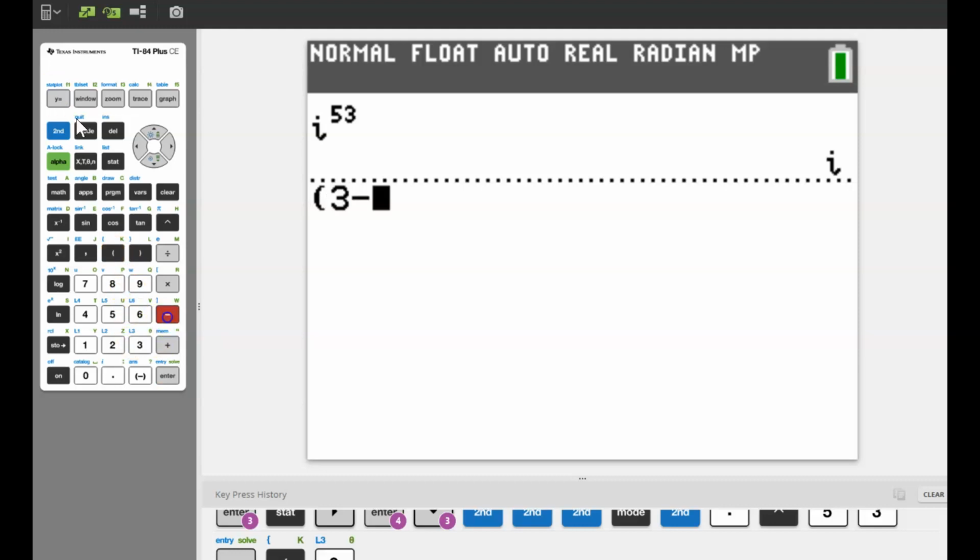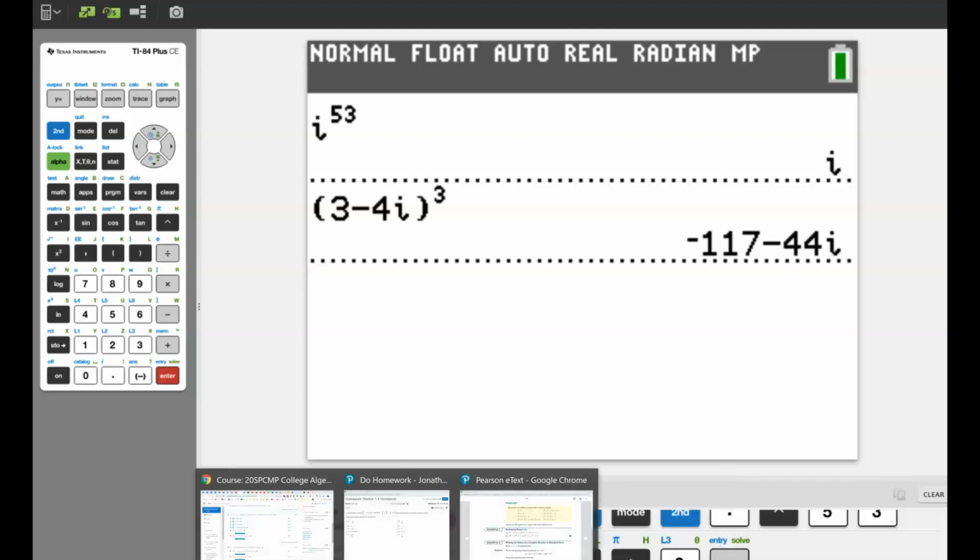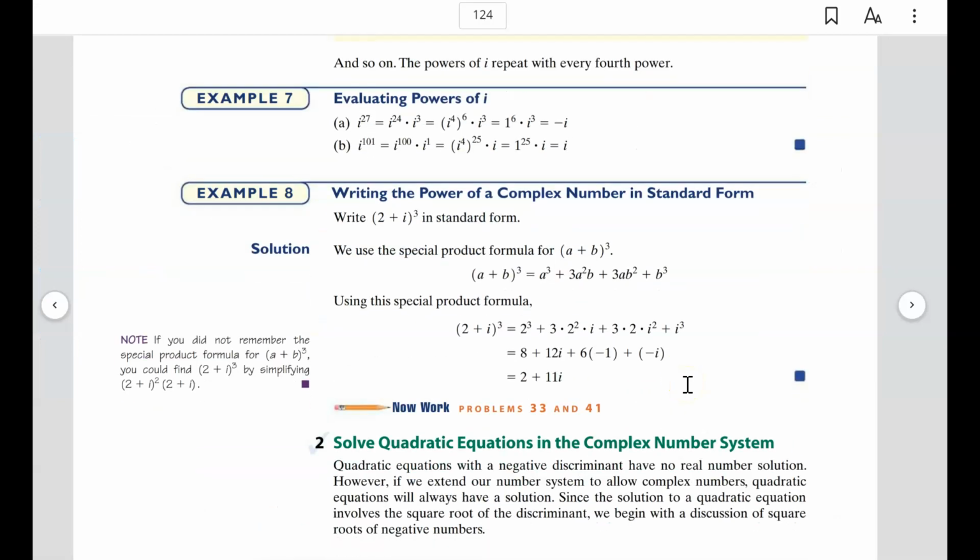In fact, you can do something even more than that. You can do like 3 minus 4i to the third, -117 minus 44. It can do a lot of that stuff for you. Thus the powers of i. So if you had to write 2 plus i to the third in standard form, you could distribute it all out or even use the binomial theorem, but maybe you just want to use your calculator and let that do it for you, and that's fine.